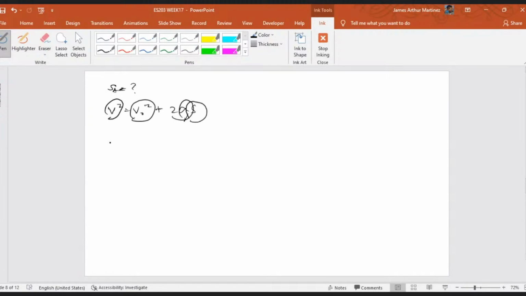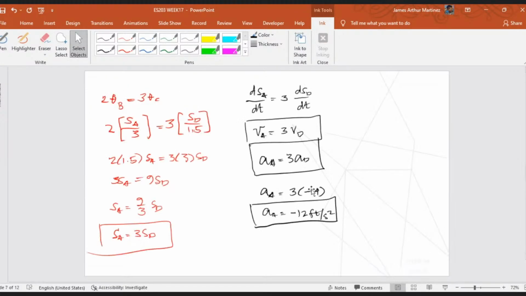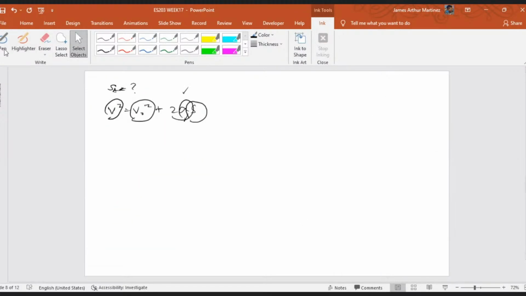So, anyway, do we have data for final velocity and also initial velocity? Since the acceleration of A, we obtained it already, right? It is negative 12. And SA is the goal, so it should be the only unknown variable in our system or in our equation.